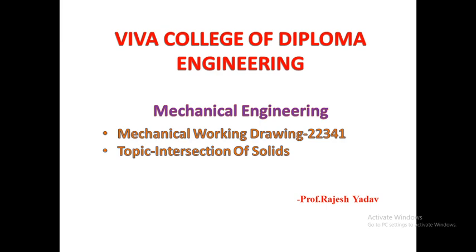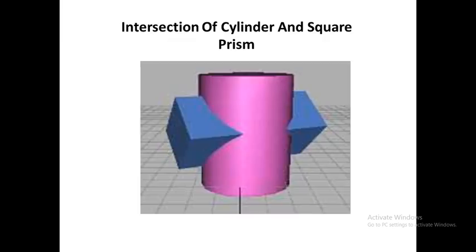In the previous lecture, we solved problems based on the intersection of a vertical cylinder and a horizontal cylinder. In today's lecture, we will be solving problems based on the intersection of a cylinder and a square prism. You can see in this figure that a vertical cylinder of some diameter and height is penetrated by a horizontal square prism of some length and base side.